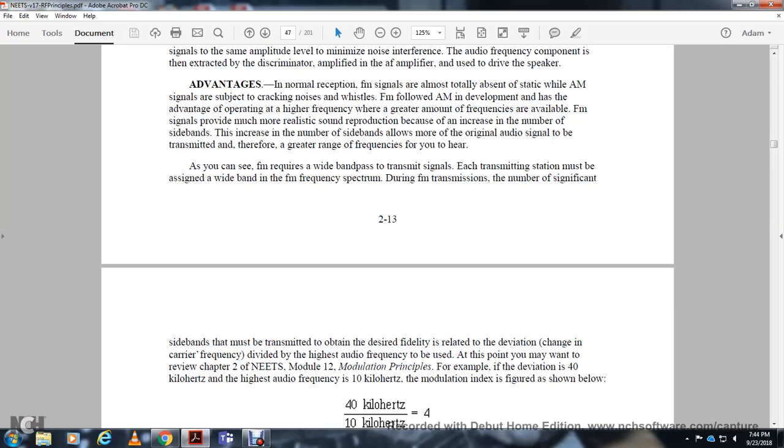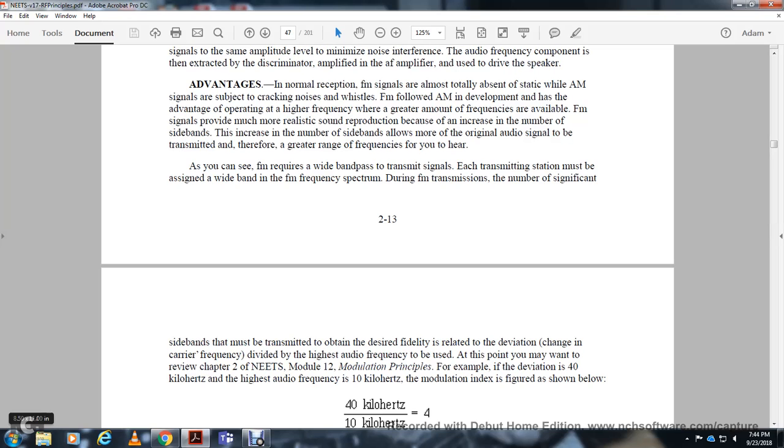As you can see, the FM transmitter with the wideband transmits the signal. Each of the transmissions must be assigned a wideband from the FM frequency spectrum. During the FM transmission, the number of significant sidebands must be transmitted to obtain the fidelity related to the deviation ratio of the carrier frequency divided by the highest audio frequency to be observed.